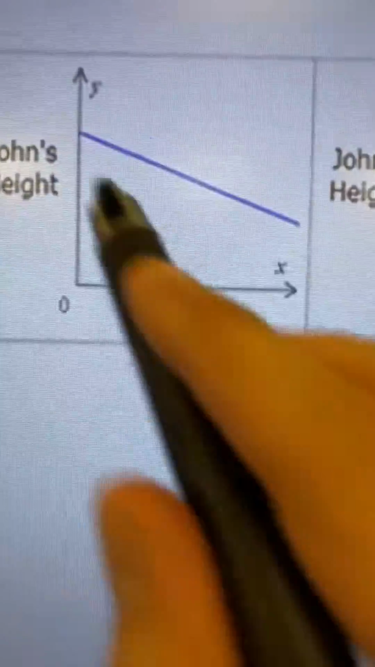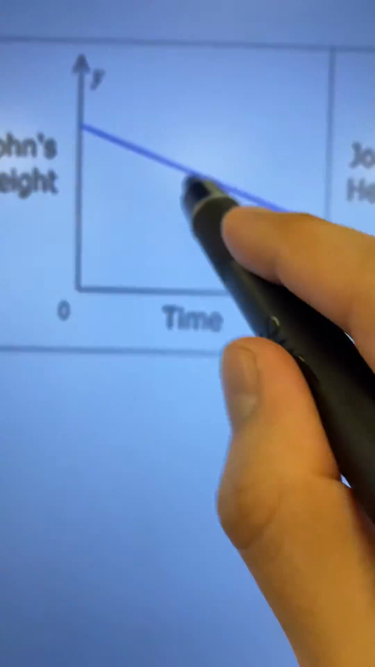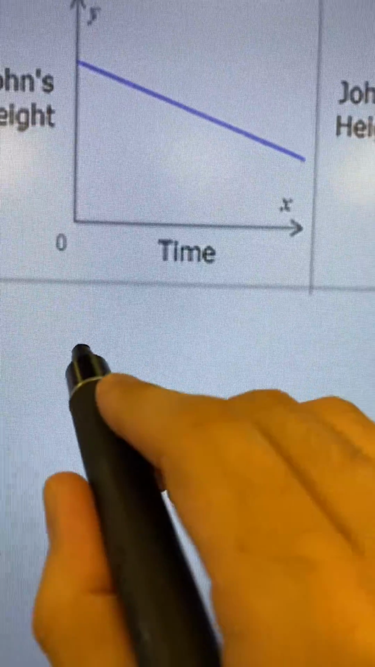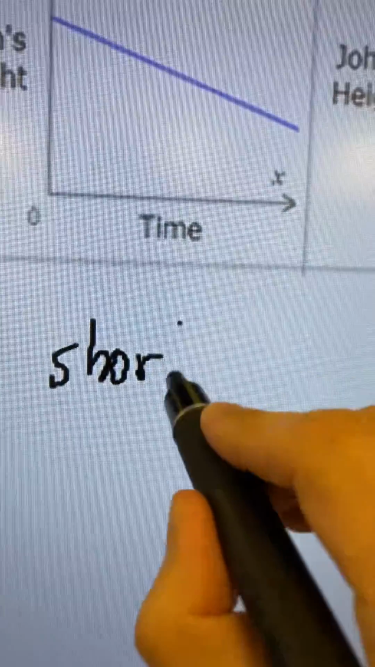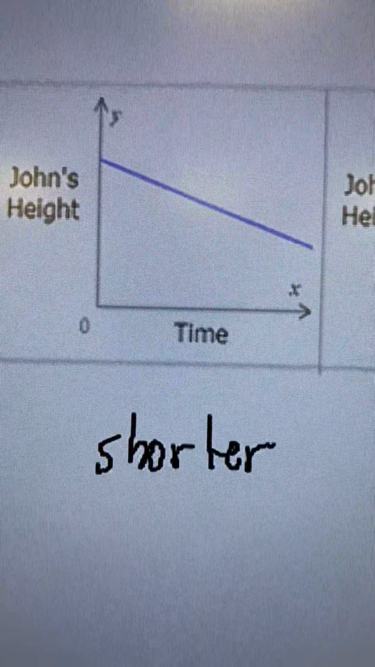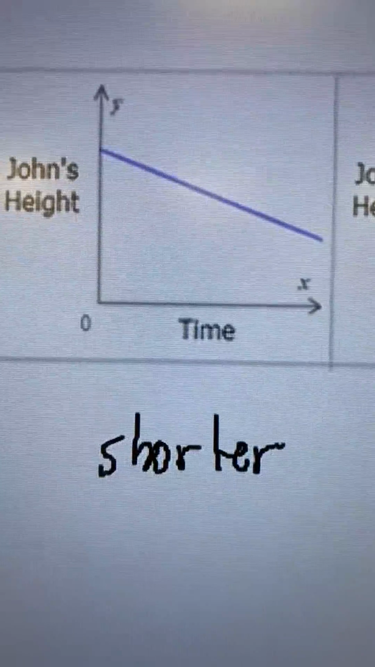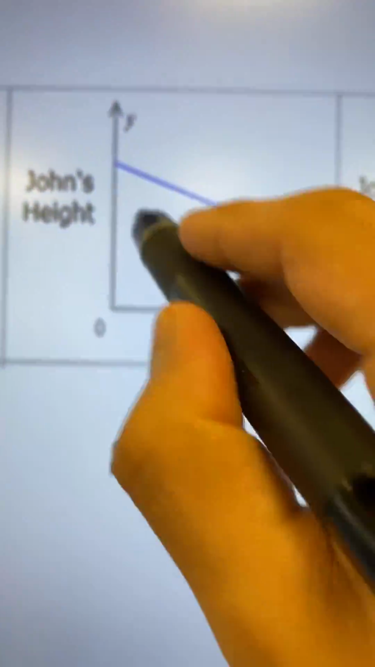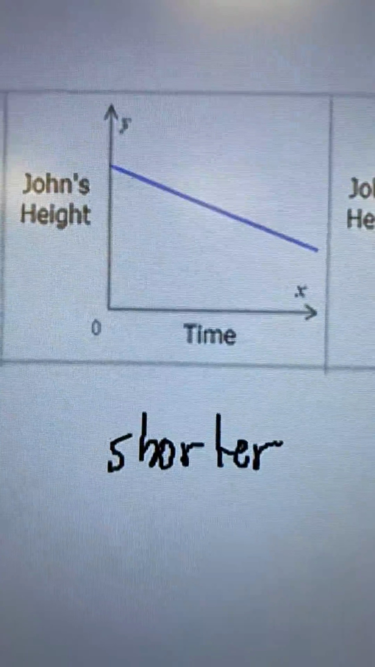All right, for this next one, John's height. You can see this is a decreasing slope. So you can see John's height is decreasing. He's getting shorter. How is he getting shorter? I have no idea. Sometimes it doesn't make sense to me. Maybe he's getting older and he's starting to get a hunchback. But we just know that in this case, in the context, his height is decreasing.